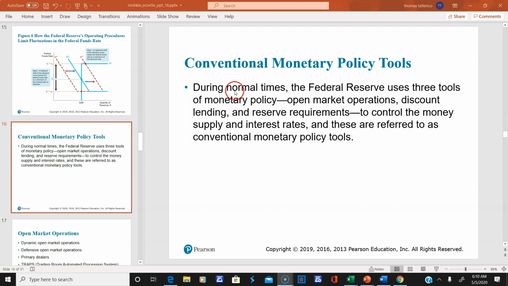So basically, when things are, as they say, normal, when there are no shocks to the system or black swan events, the Federal Reserve will use three tools of monetary policy, those being open market operations, right? Discount lending to the banks from the discount window, and Federal Reserve requirements, where the banks are required to deposit money with the Fed. And all three of these will control the money supply, and these are basically their normal standard monetary policy tools.